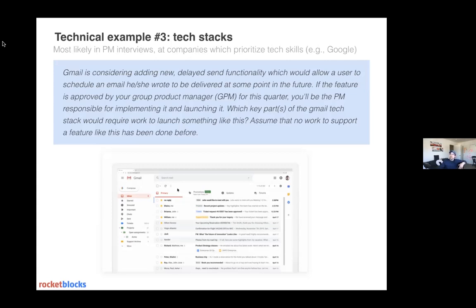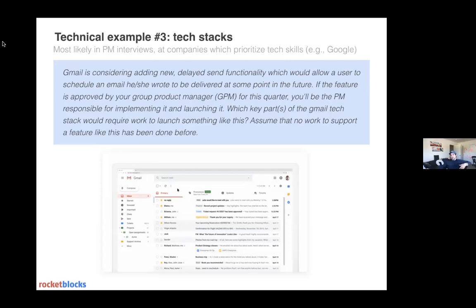Basically this is saying, Gmail is thinking about adding a new delayed send functionality, which would allow someone to schedule an email that he or she wrote to be delivered at some point in the future. If the product is approved by your group product manager for the quarter, you'll be the PM responsible for implementing it and launching it. Which key parts of the Gmail tech stack would require work to launch something like this? And you can assume that no work to support a feature like this has been done before.